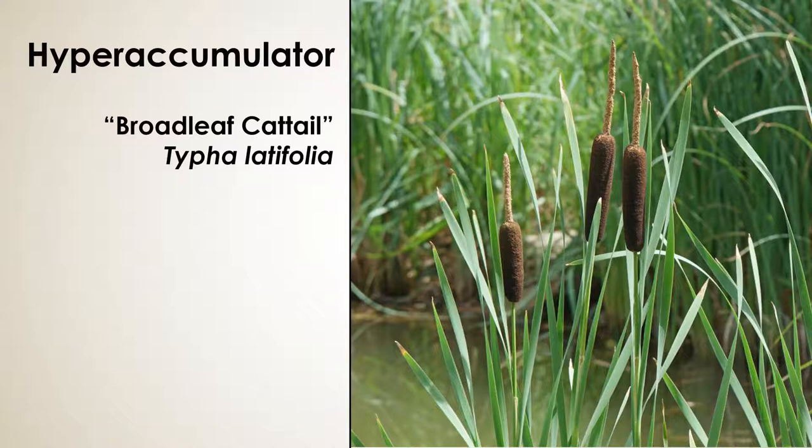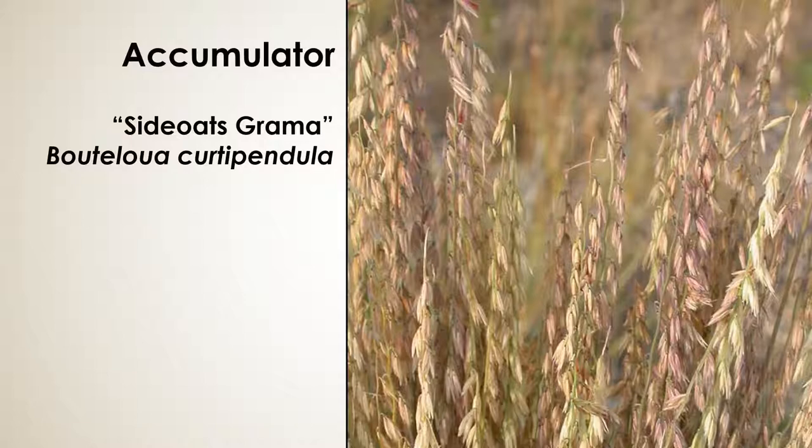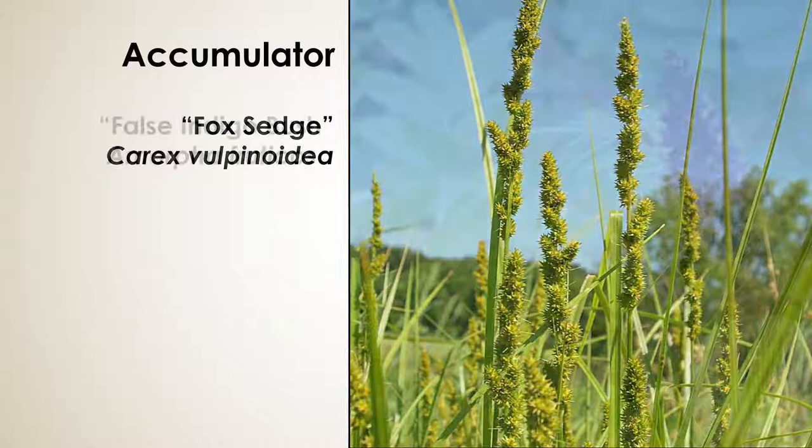Broadleaf cattail, hyperaccumulator of lead. Keep that in mind before you harvest cattail roots. What might be draining into the water where you're harvesting those cattail roots? Side oats grama. Fox sedge. False indigo bush, also known as lead plant.